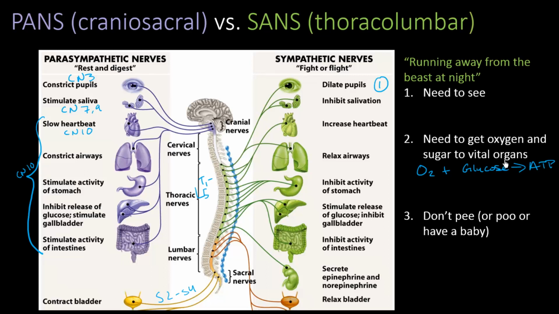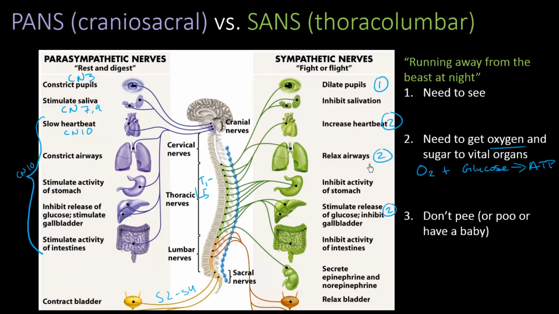And so with this in mind, we come over to our diagram here. If we're going to need to get oxygen into our blood, we want to relax the airways. That's what we see here. And if we need to get sugar into our blood, well, that happens at the liver down here, and sympathetic activity stimulates the release of glucose. So those are the two important points. And remember, if we're getting this oxygen and this glucose into our blood, we need to push it to our muscles. And so we're going to increase the heartbeat, and we saw that in the last lecture at the SA node.